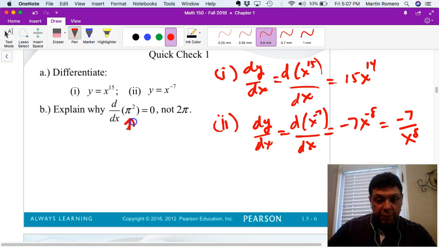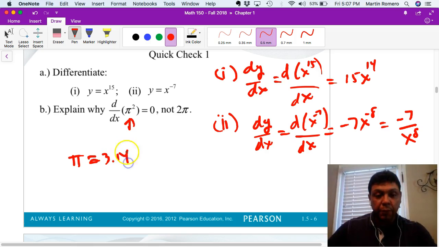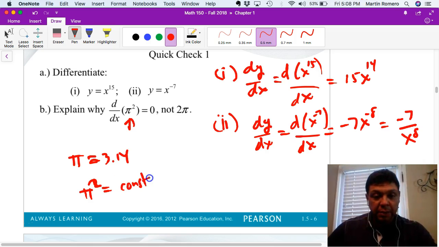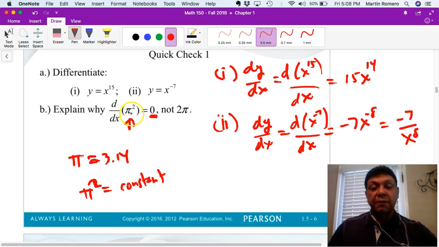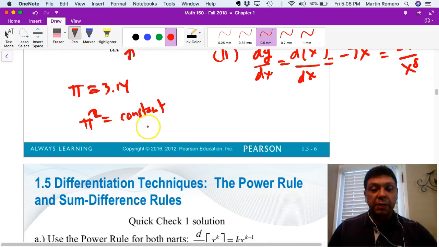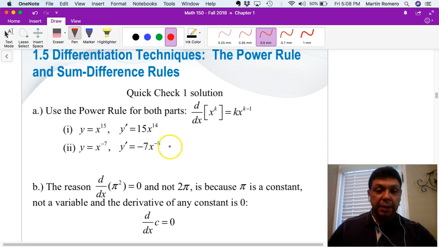This one here is kind of a trick question. Pi is approximately equal to 3.14. In this case we're taking the derivative of pi squared. Pi squared is some number, a constant. So what's the rate of change of a constant? It's 0. It never changes. So that's why it's 0. It's not 2 pi. It doesn't follow the rule because it's not a variable. It's just a number. That's what we were looking at there.